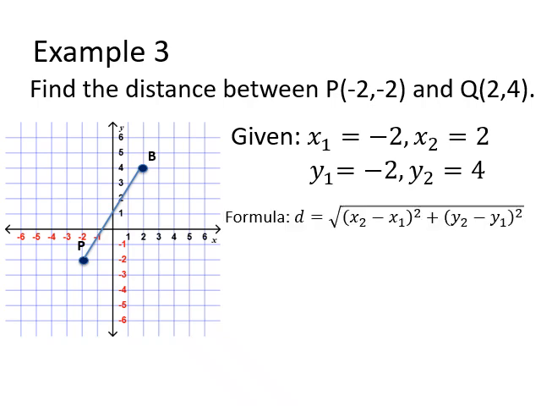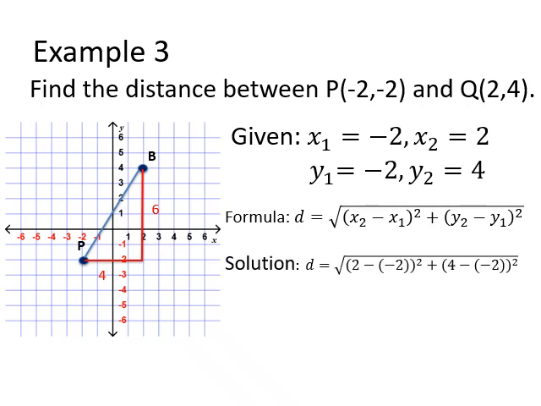First, we're going to memorize the formula. Again, distance is equal to the square root of quantity x sub 2 minus x sub 1 squared plus quantity y sub 2 minus y sub 1 squared. So again, the squares of the horizontal and vertical distances. So if we're going to look at the graph, we just count the horizontal and the vertical distance. We can have 4 and 6. So let's look at the formula.